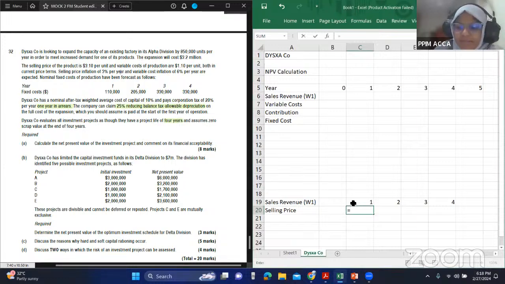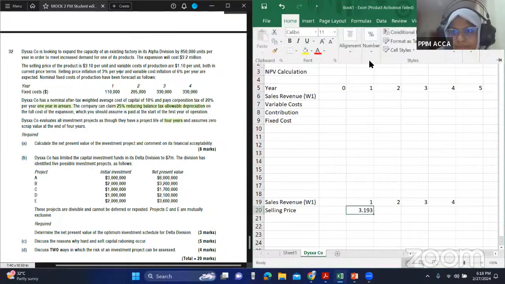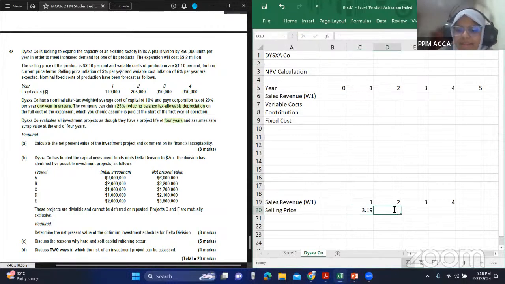Okay. So in year 1, it will be 3.1, which is year naught's figure, multiplied by the inflation rate, which is 3%. So if you want to increase it, it will be multiplied by 1.03. Okay, 100 plus 3, 103%. That is as a decimal 1.03. So you get the selling price in year 1, it is inflated to 3.193. Okay, so let's just make it to 2 decimal places. Okay, 3.19. Then in year 2, what happens?